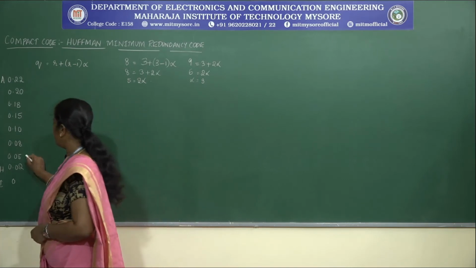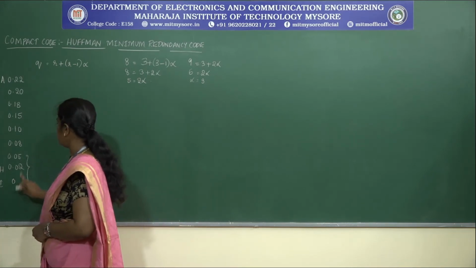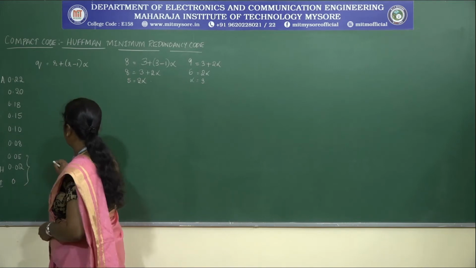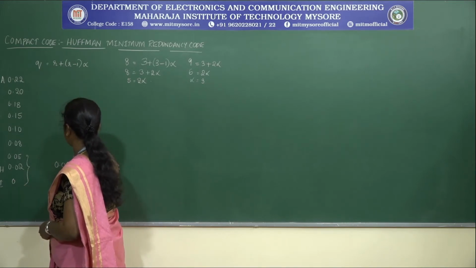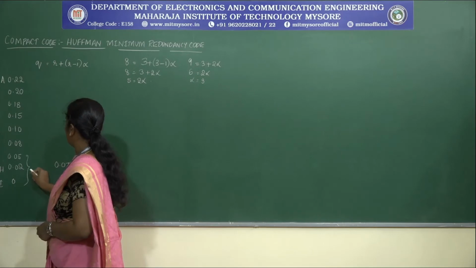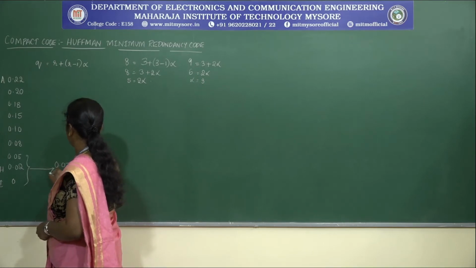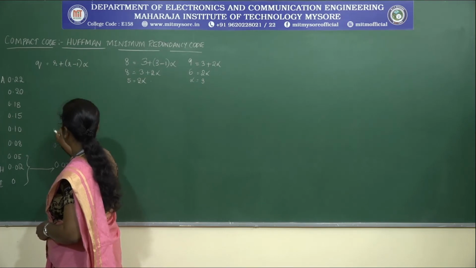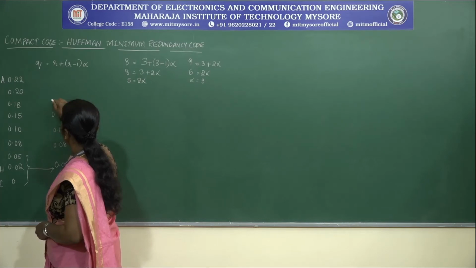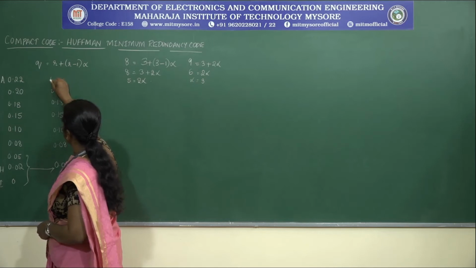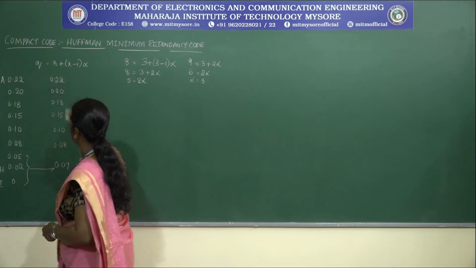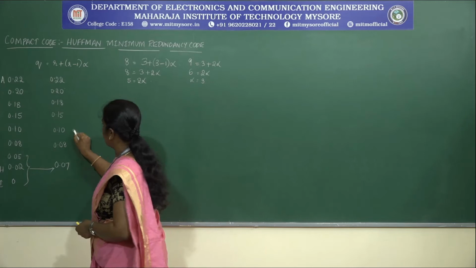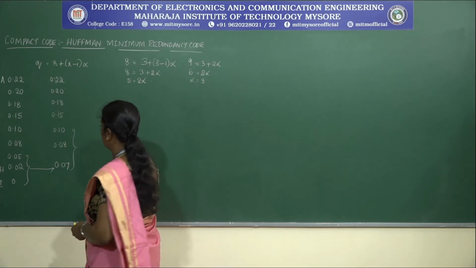So now let us perform the Huffman encoding. If we combine these 3, you will be getting 0.07. Next we have 0.08, 0.10, 0.15, 0.18, 0.20, 0.22. Next we combine these 3 probabilities.